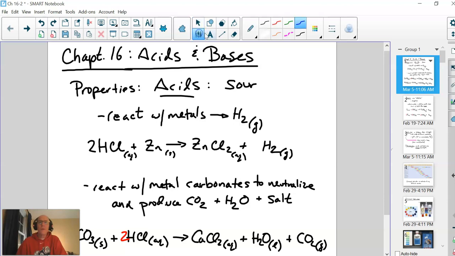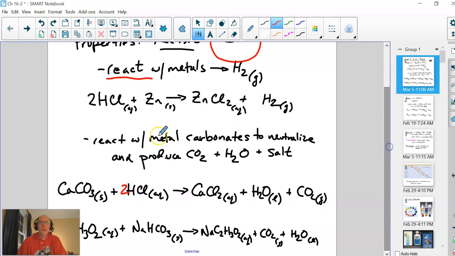You probably already do. They are, of course, sour tasting. Now, please don't taste acids, but if you look on Sour Patch Kids or Warheads, you'll see things like citric acid or ascorbic acid. They also react with metals to form hydrogen gas. We know this from the Hindenburg reaction that we did way back in October. If you add metal to hydrochloric acid, you get a salt, zinc chloride, and a whole bunch of very flammable hydrogen gas.